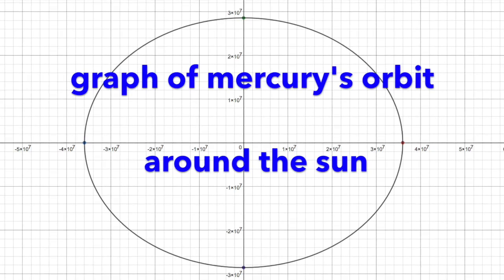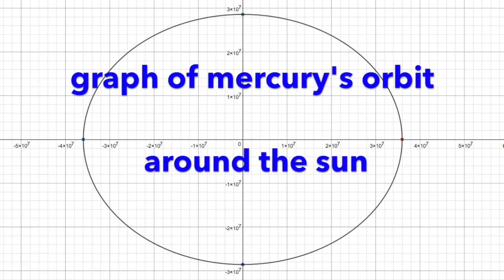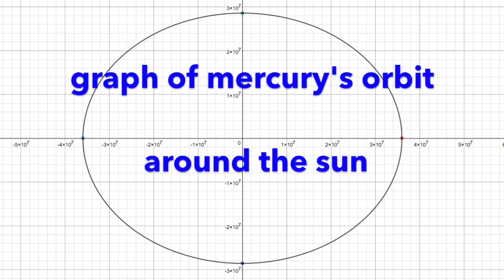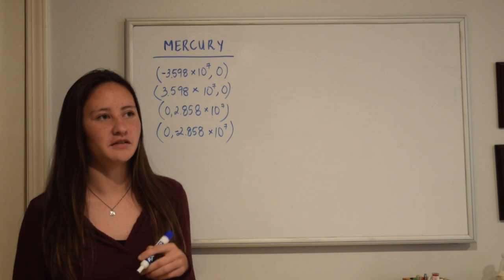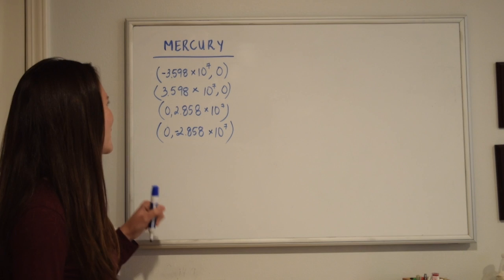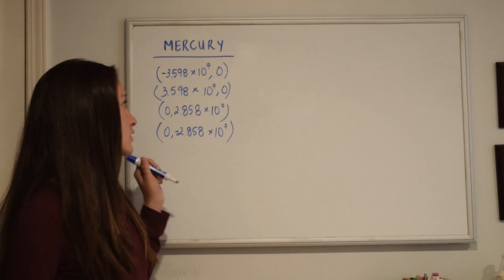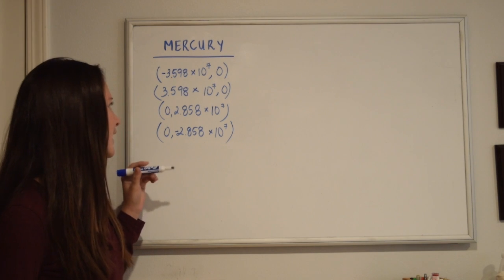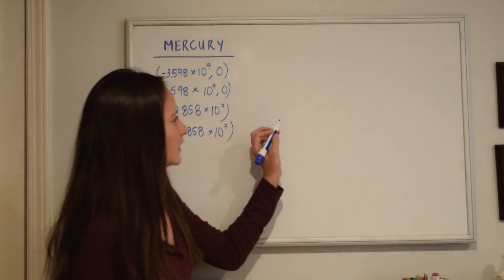Now, for our second problem, I'm going to, based off this graph, determine the elliptical equation for our next planet, Mercury. So based on the previous graph, we're going to determine the equation of the elliptical orbit of Mercury. So here are the 4 points that were on the previous graph shown before. As you can see, they're in an elliptical pattern, so I'm going to briefly draw what the points look like.